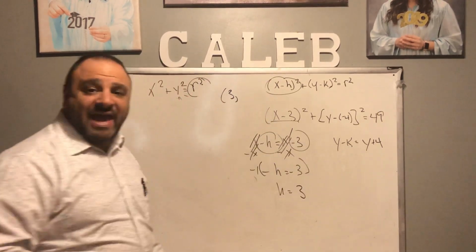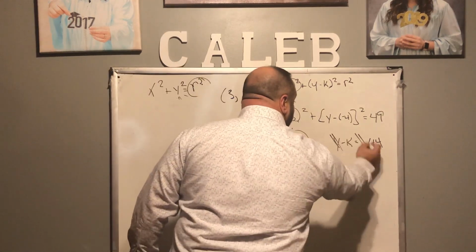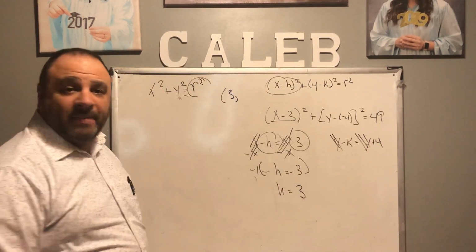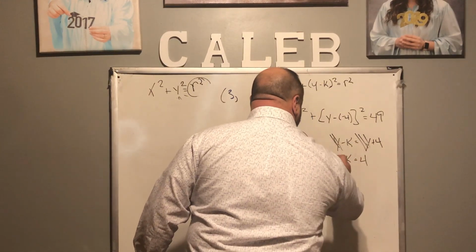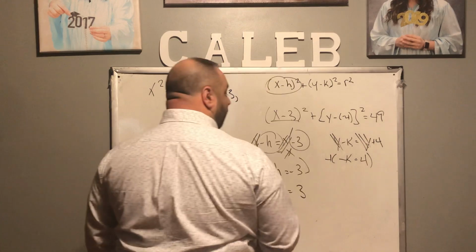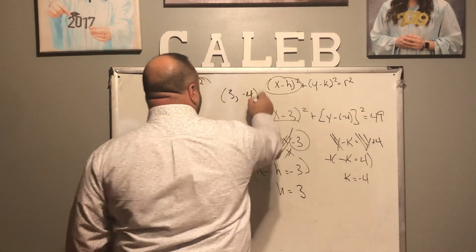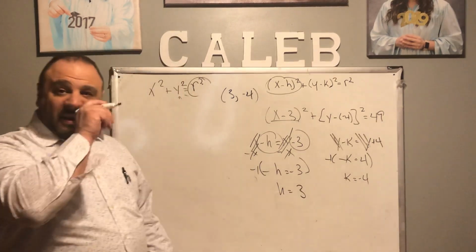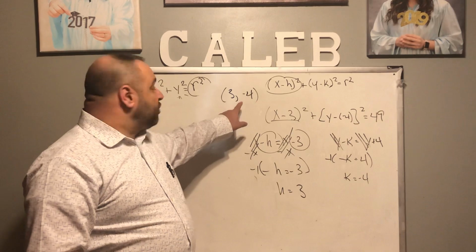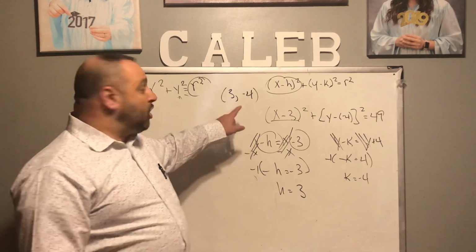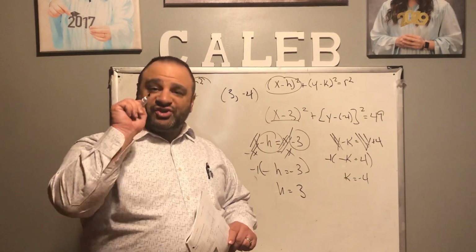In order to solve for k, I've got to remove y. Since I have y on both sides of my equal sign, they automatically cancel out. So we have negative k equals 4. Multiply both sides by negative 1, so we have k equals negative 4. What have I done? I have just found the center of our circle. If you were to graph this, you would go to 3, negative 4, and that would be your center.